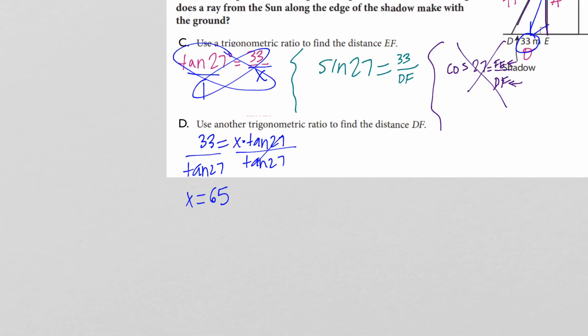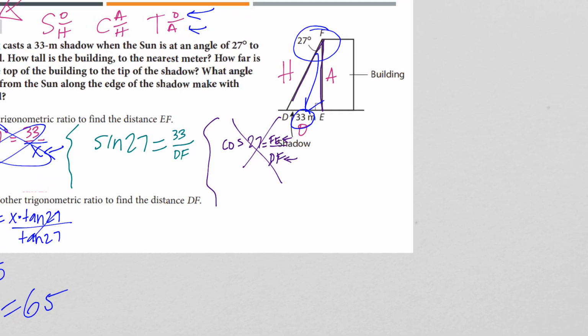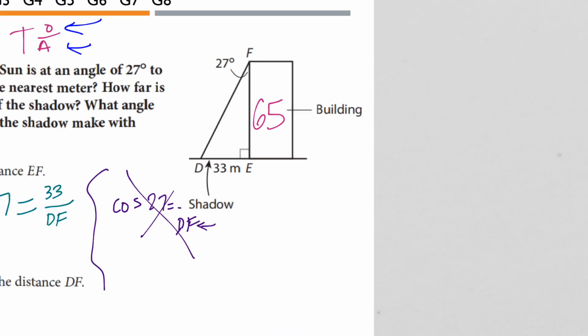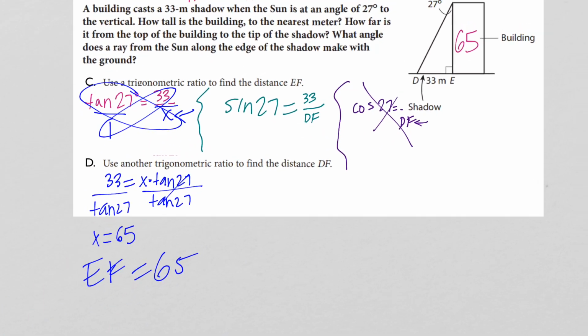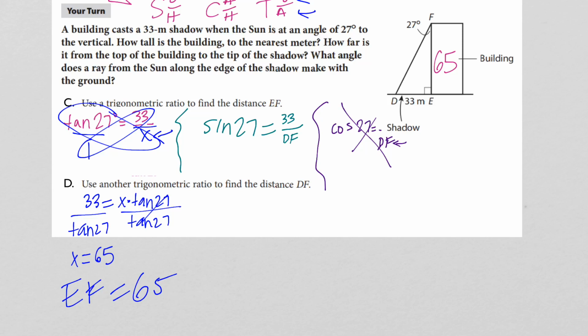So EF, this one was EF. If you remember, originally I had EF. So EF is 65. So I'm going to go back here. Okay, if I use sine 27, I'll get the value for DF. So I'm going to go ahead and use that, or you can use Pythagorean theorem. A squared plus B squared equals, we don't know the hypotenuse. But I'm going to use sine 27.